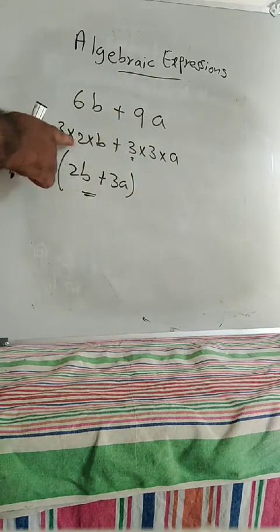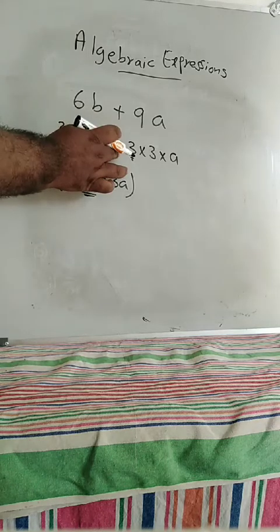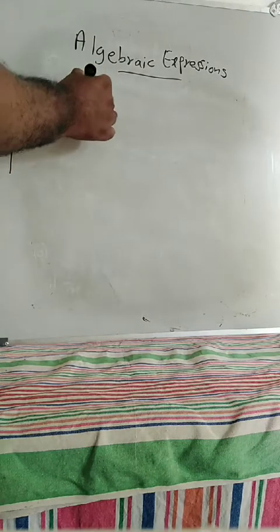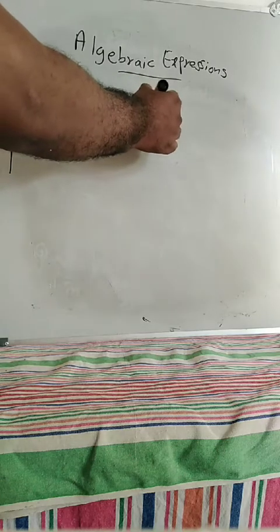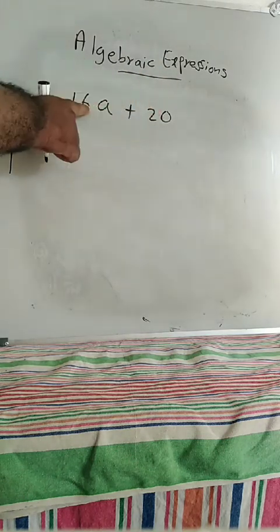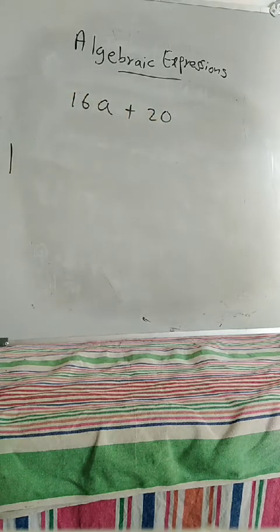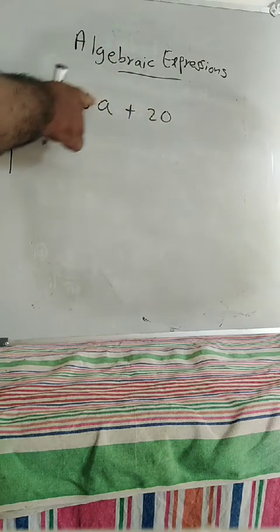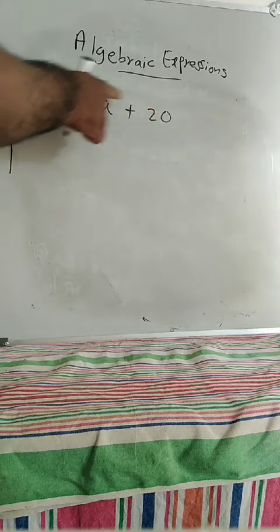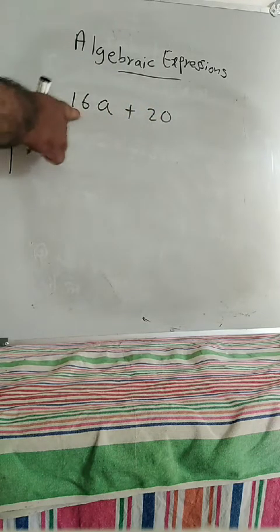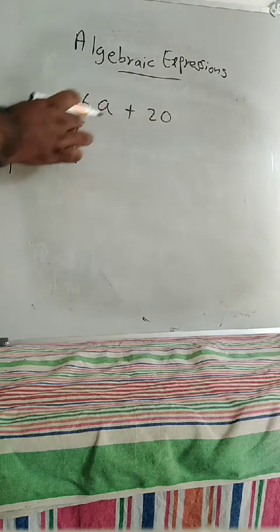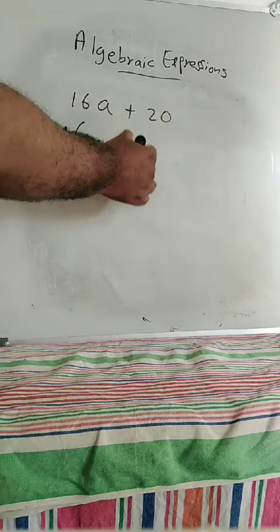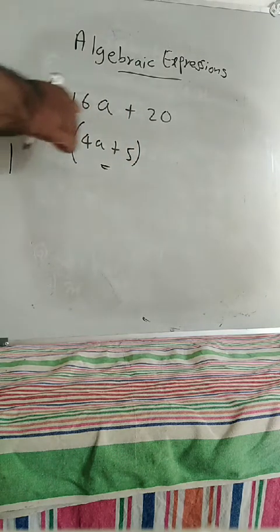Here we have written the second step. Now let's do it without writing the second step. Now see whether you understand. 16a plus 20. An algebraic expression, two terms, 16 and 20. What is the common factor of 16 and 20? Yes, these are multiples of 4. The common factor is 4. Then 16a divided by 4 is 4a, plus 20 divided by 4 is 5. This is the final answer. Understand, without writing the second step.